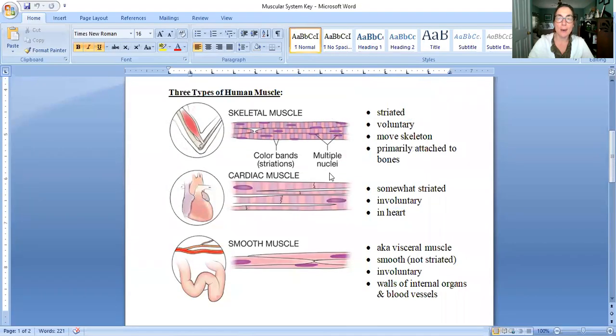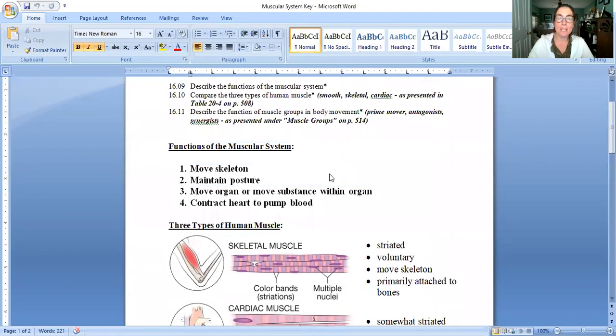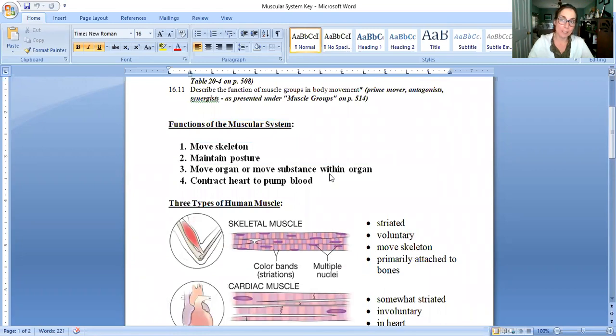So let me share my notes with you. These notes are attached to the announcement for today's assignment, so you'll have them if you would like to refer to them.